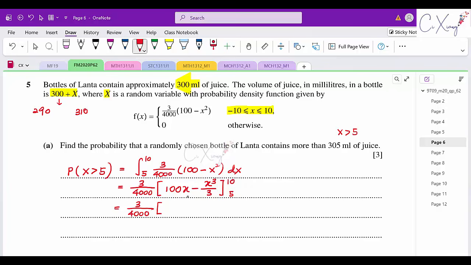Substitute 10 first. Substituting 10 here, you'll have 1,000, then minus 1,000 over 3. After that, you have to subtract the substitution of the 5. So 5 substituted into the first term gives 500, then minus 125 over 3. After the substitution, use a calculator to help you. The final answer that I get here is 5 over 32, or we can give it as 3 significant figures, which is 0.156.